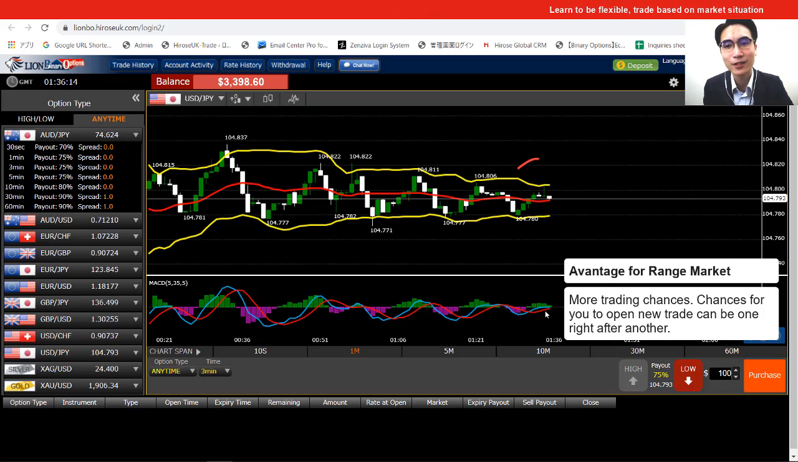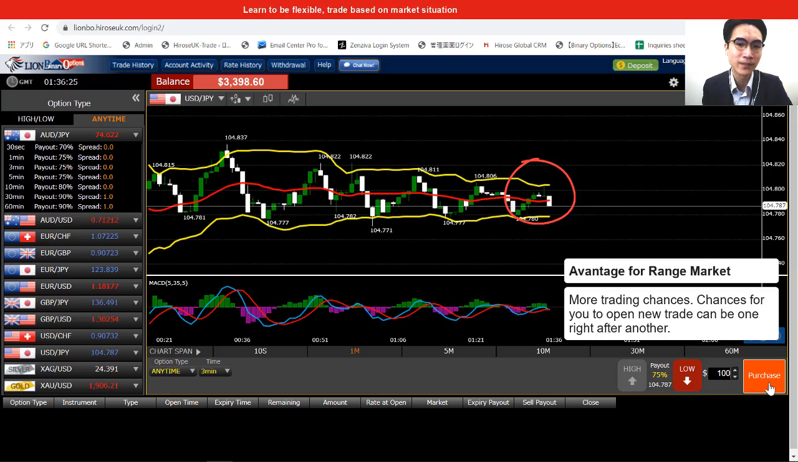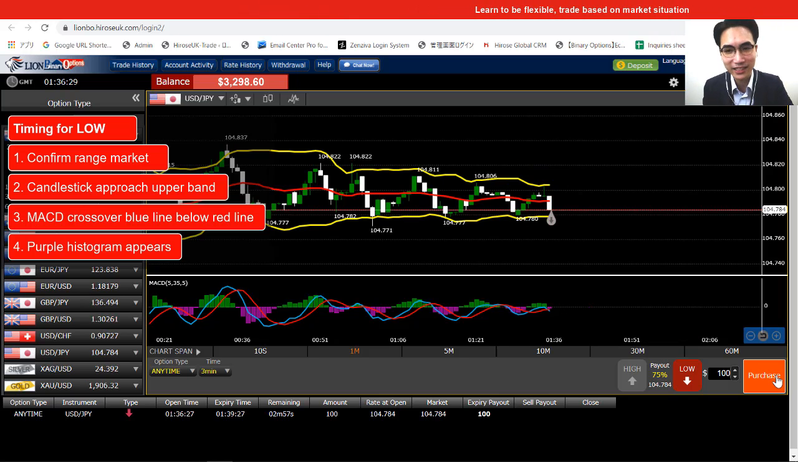So you see just now, when the trade was about to finish, the candlestick actually touched the upper band already. So that actually gives me another potential chance to place another trade. So okay, that's what I did there.